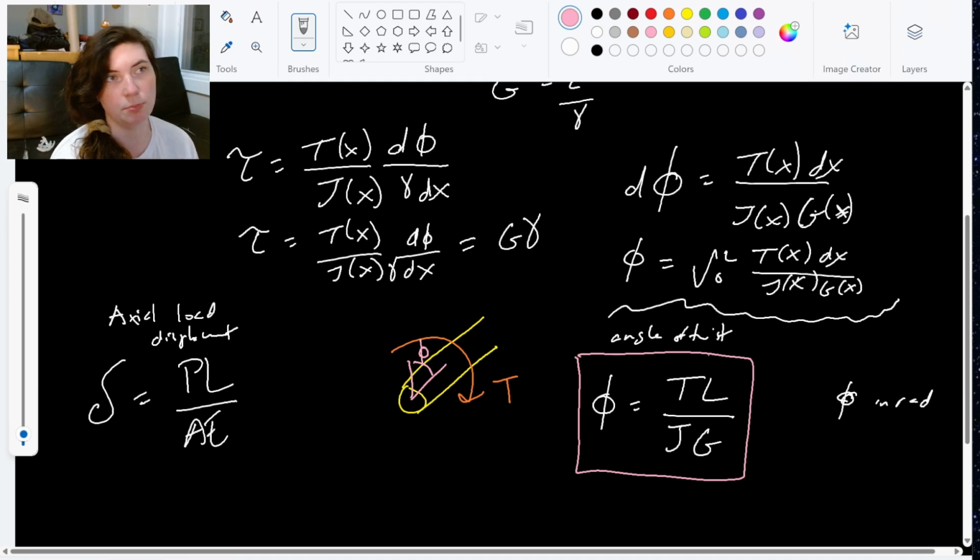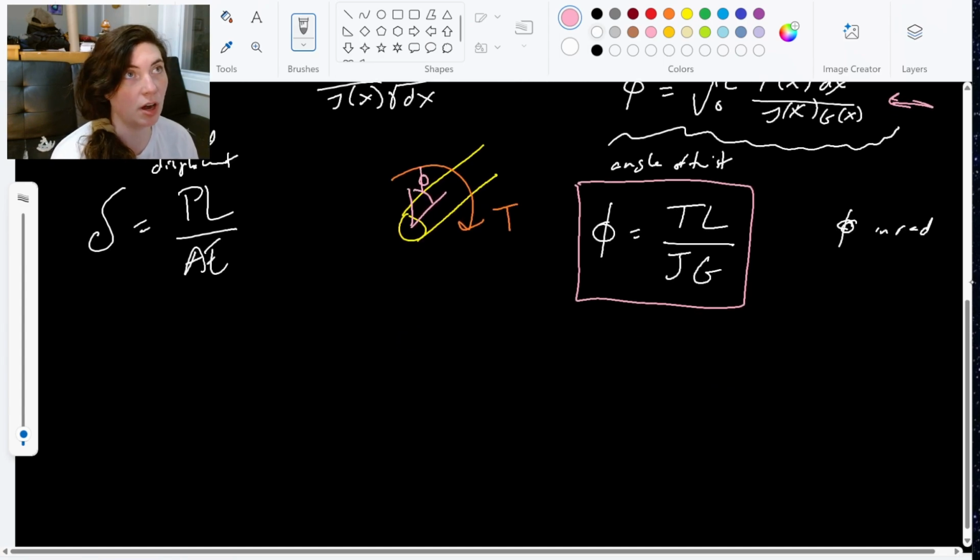Again, this is the one we'll see most commonly when we have a constant torque or constant cross-sectional area. But just like we did in axial load, we can use this integration form here. And we can also use it to break things into parts and sum those parts together. So if we had something with several cross-sections, or several torques, or a changing polar moment of inertia, things like that.